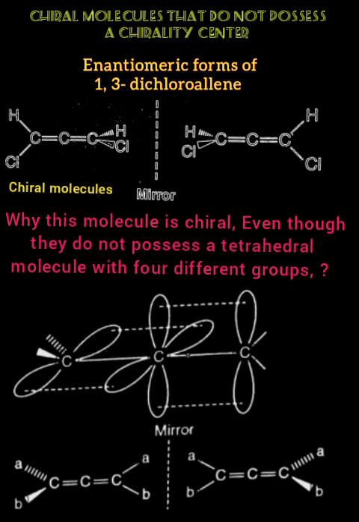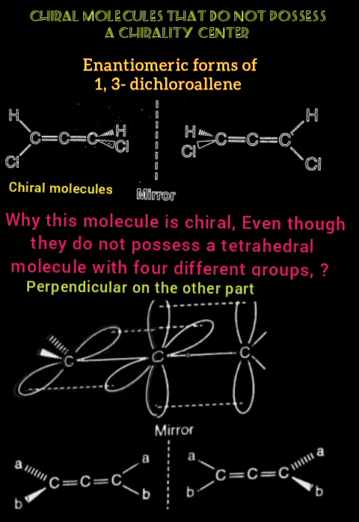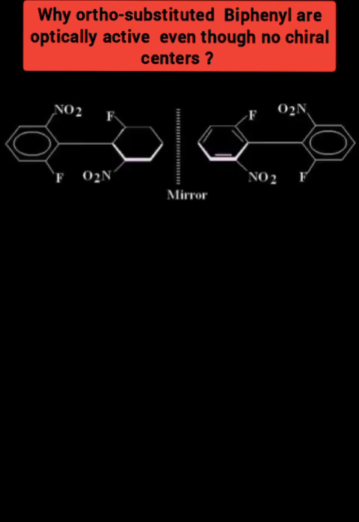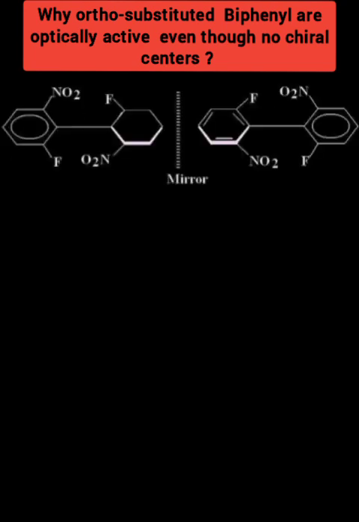Because one part of 1,3-dichloroallene is perpendicular to the other part. That is, the compound as a whole is asymmetric. For this reason, 1,3-dichloroallene is chiral. Why are ortho-substituted biphenyls optically active even though they have no chiral centers?